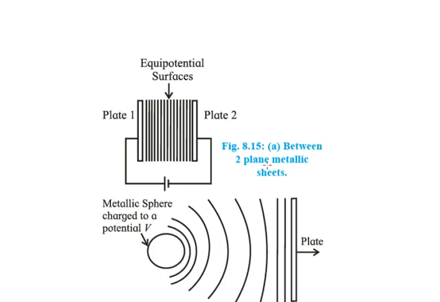Now different examples are given. These are two plates. One plate is positively charged and the other plate is negatively charged. Then, since it is a plate, the equipotential surface will be like a plane. So these are equipotential surfaces between these two plates.